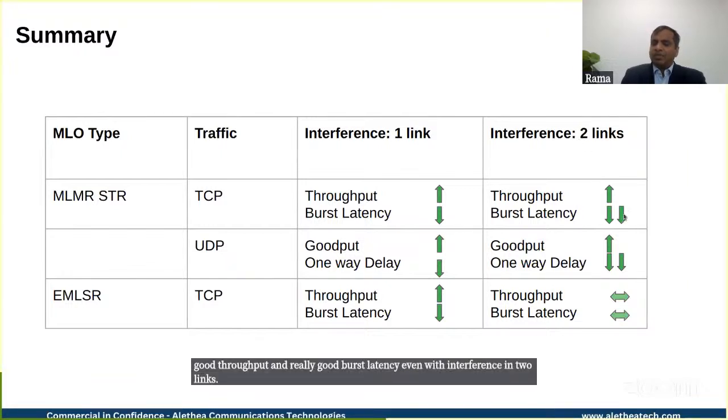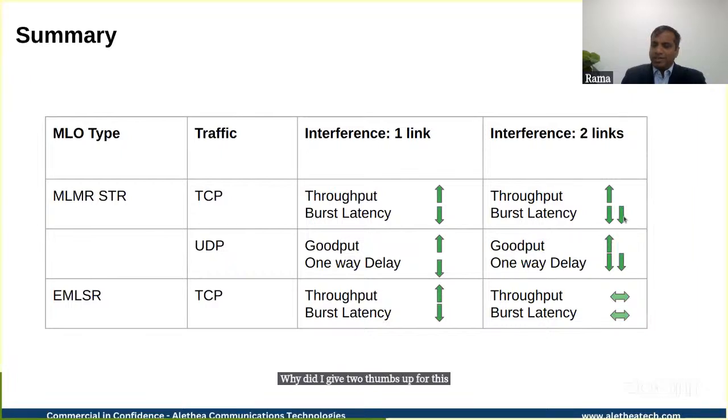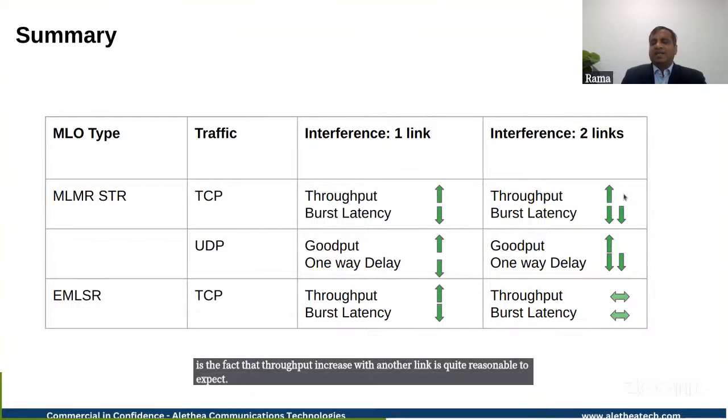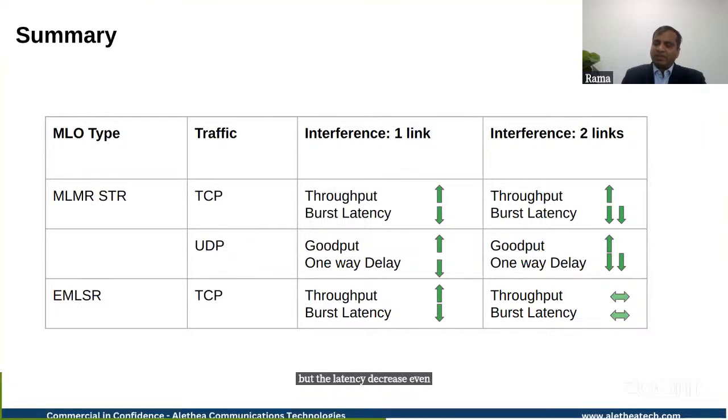Why did I give two thumbs up for this, even though the latency is decreasing? The fact that throughput increases with another link is quite reasonable to expect. But the latency decrease, even though we have interference in both channels, is actually the bonus. UDP similarly performs the same as TCP.